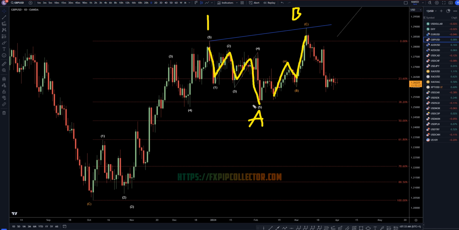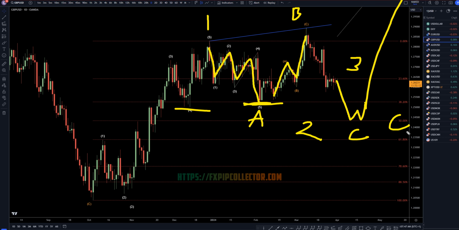Wave C's can make a higher high than the wave A, but I think it's pretty likely that it will go down to at least a 50% Fibonacci retracement, take out the low of wave 4, take out the low of wave A, make a wave C, which would be an ABC of 2, and eventually keep on going up for a big wave 3.